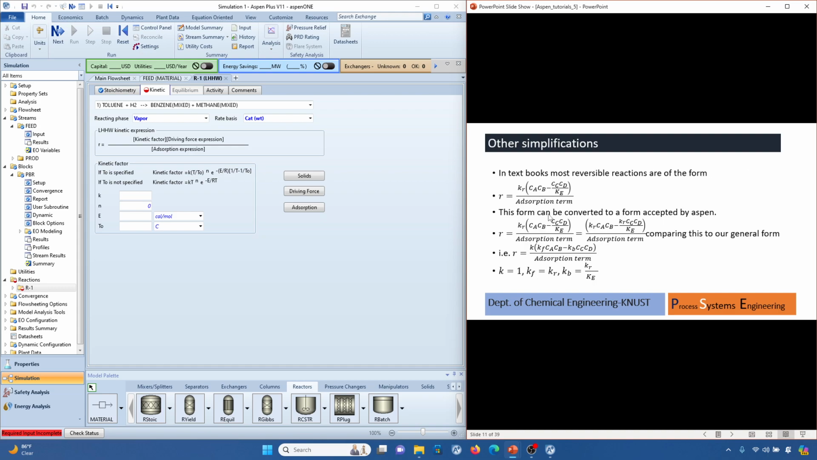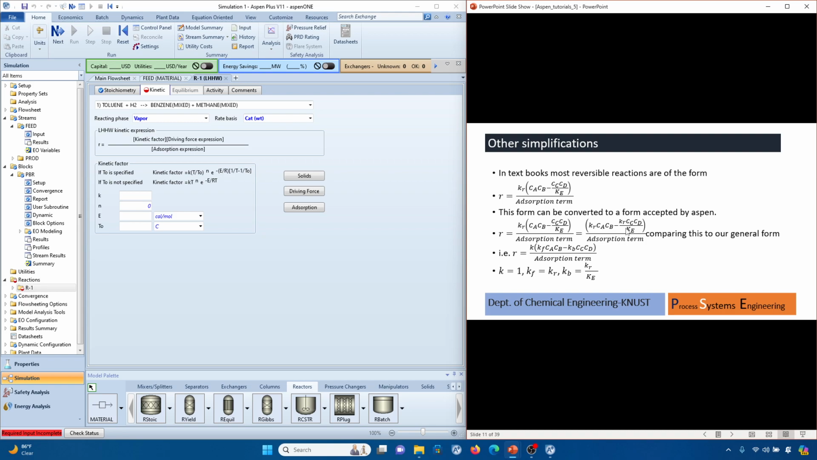Most of the time when you see this kind of kinetics, it takes this form in general. Rather than forward and backward constants, you have the equilibrium constant present in there, and that can always be changed to suit the form Aspen takes.